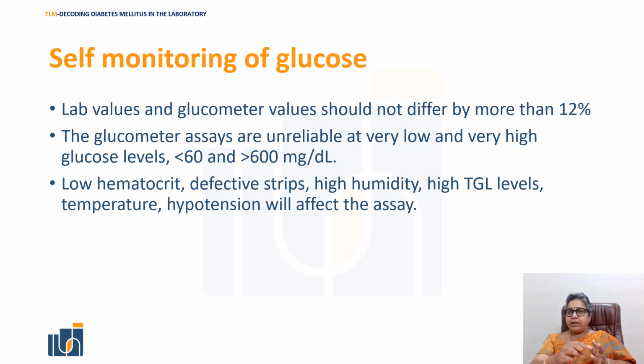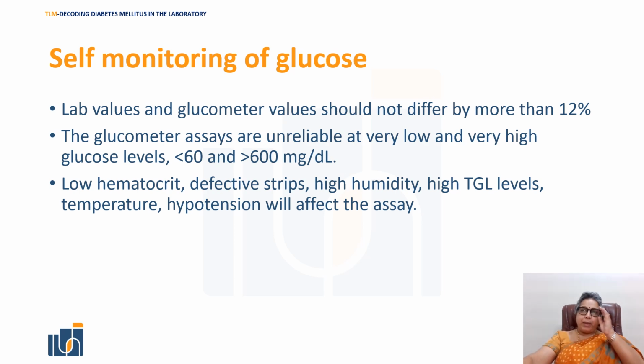The way you perform the assay, where you poke, should be poked at the side of the fingertip and not at the center of the fingertip. You should not be squeezing your finger and bringing out the fluid. It will be diluted blood. So there are so many variables to getting a proper diagnosis using the glucometer, though the glucometer is a very popular method of monitoring blood glucose.